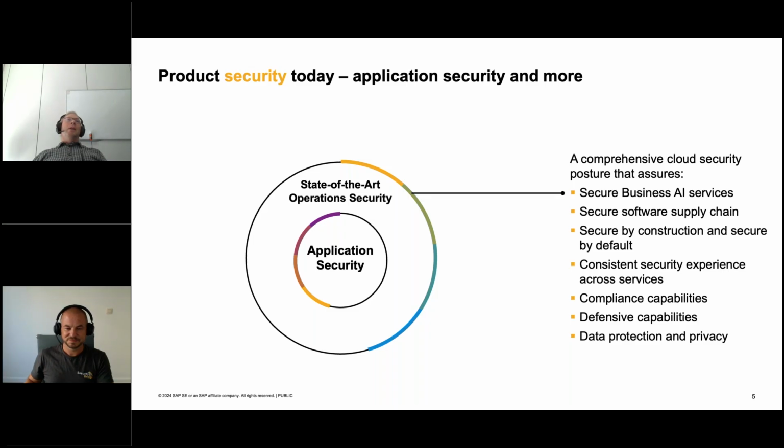I think there is a shift in the industry anyway. For a long time, we looked at application security as just how to do secure coding, how to do input validation, for example. However, in the modern world, in the cloud, you also need state-of-the-art operations security. This includes the things on the right-hand side, for example, compliance capabilities like this one, or consistent security experience across services by unifying the way one can read these security parameters that a customer can influence.